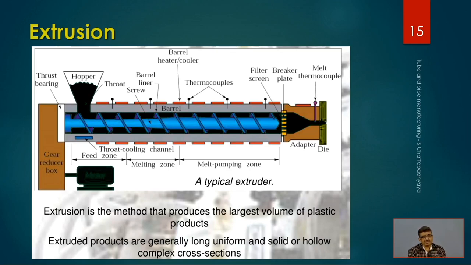And if the mandrel is associated with it, we can produce hollow pipes and tubes. So this is a typical method of producing pipes and tubes by extrusion. But here the mandrel is not shown. The mandrel has to be there in order to ensure this hollow space inside those pipes and tubes. So extrusion is the method that produces the largest volume of plastic products, a very productive process, and they are generally long, uniform, solid or hollow, complex cross sections. Sometimes complex things are also produced by extrusion.